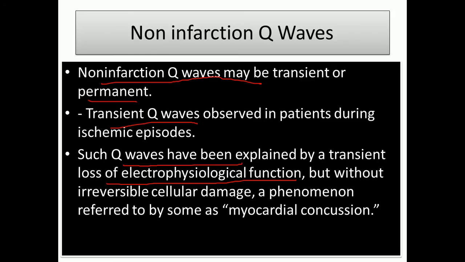reversible. This phenomenon is called myocardial concussion, as we have concussion in the brain. This concussion is produced by transient interruption of the blood and oxygen in the ischemic area. As soon as the blood is supplied again, this transient Q wave will return to normal, and this is the new concept of myocardial concussion.